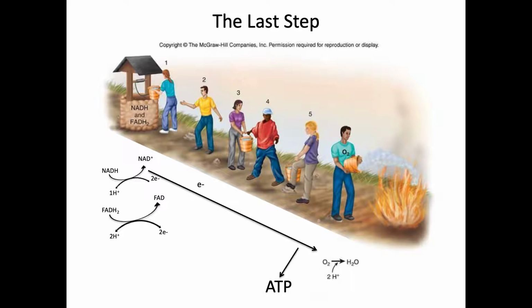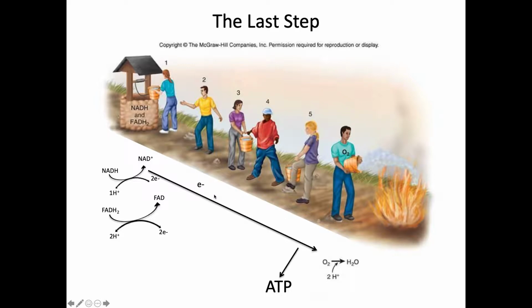And then the very last step is when you have made as much NADH and FADH2 as you possibly can. Then you go to the last step of cellular respiration, and you drop off those electrons and those protons from NADH and also FADH2, okay? And then it'll go through a series of electron carriers, and that energy will be used to make ATP.